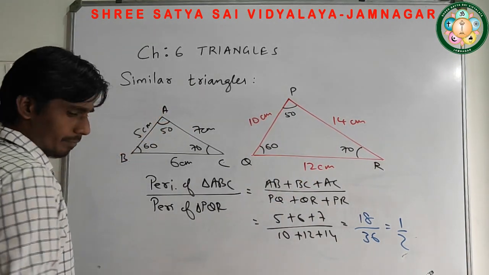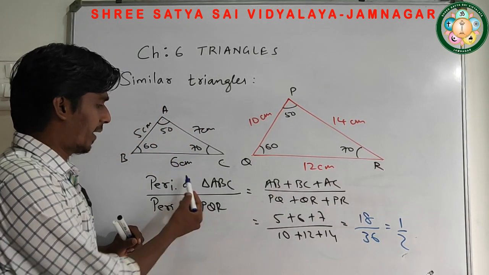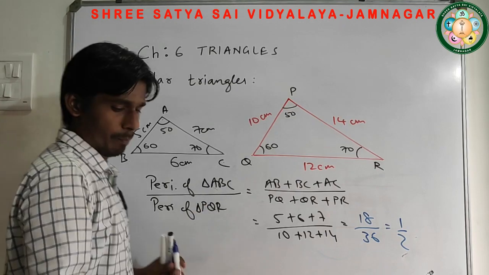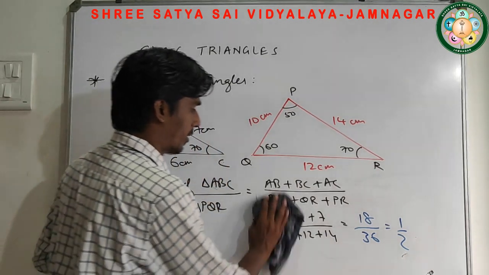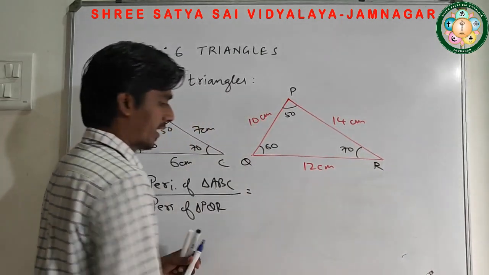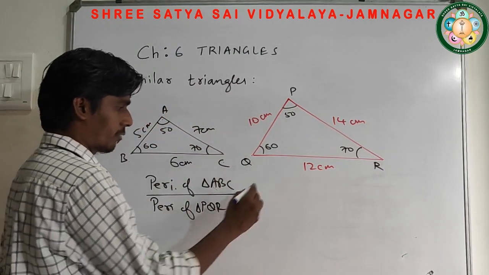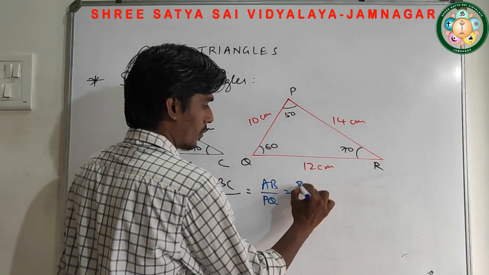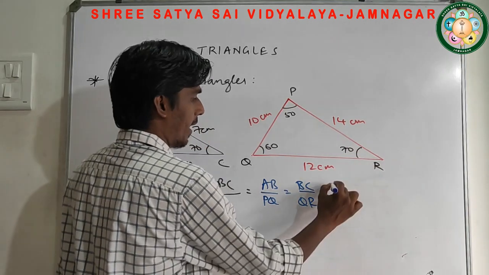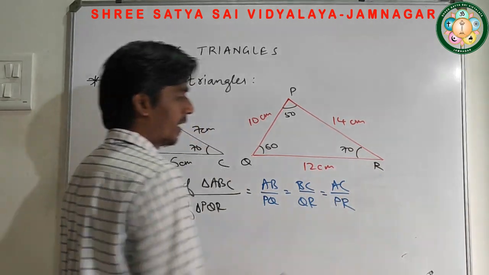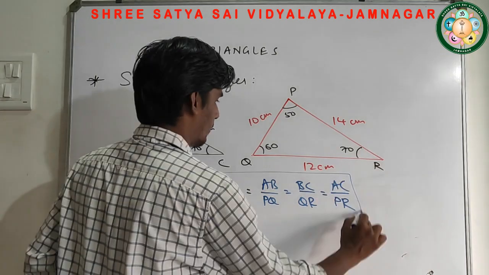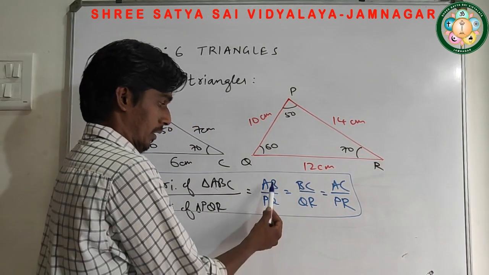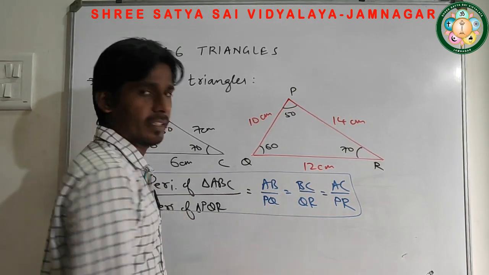So we can say that if you take the ratio of perimeters of two similar triangles, perimeter of ABC upon perimeter of PQR, it is always equal to the ratio of the corresponding sides. This perimeter equals AB upon PQ, BC upon QR and AC upon PR. So I can write this condition: the perimeter of ABC upon perimeter of PQR is the same as the ratio of the corresponding sides.